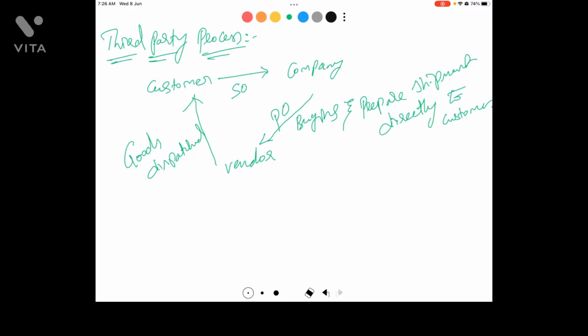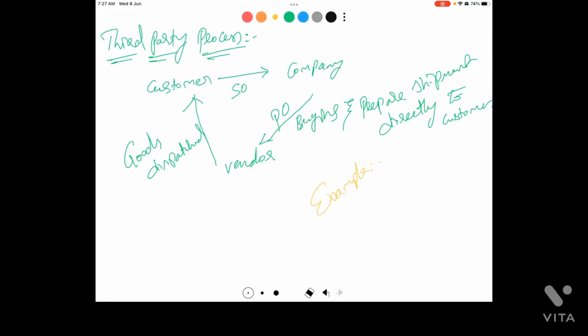Clear? What do you mean by third party procurement? Did you understand the third party procurement process here? We get the order from the customer, and we create a purchase order to the vendor. That means I'm doing a trading business instead of producing my product. I'm just doing trading, so I request the vendor to dispatch directly to the customer.